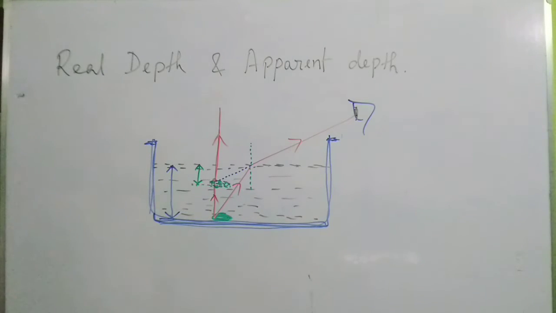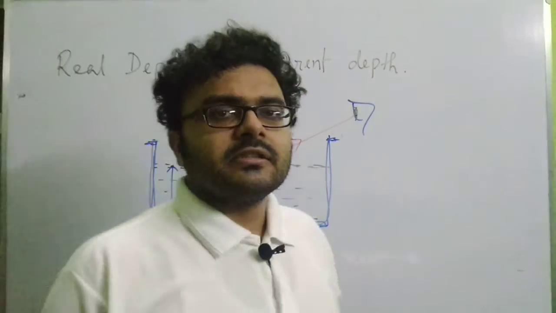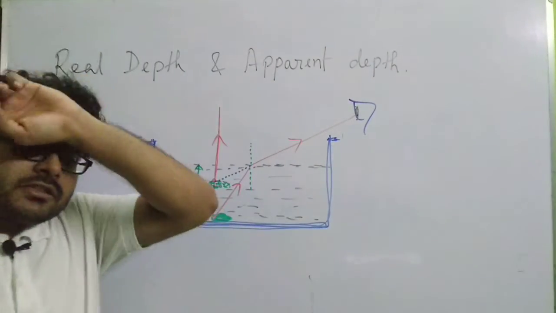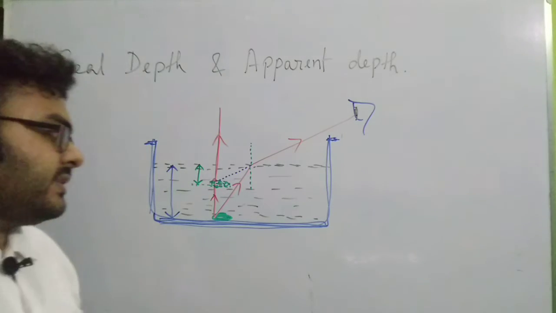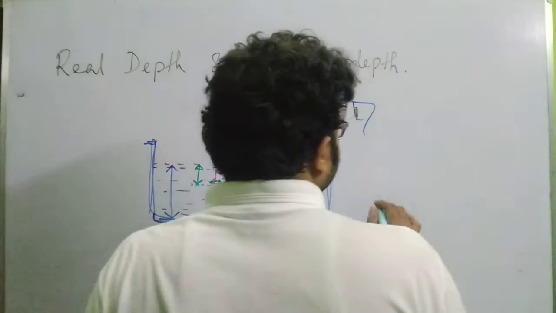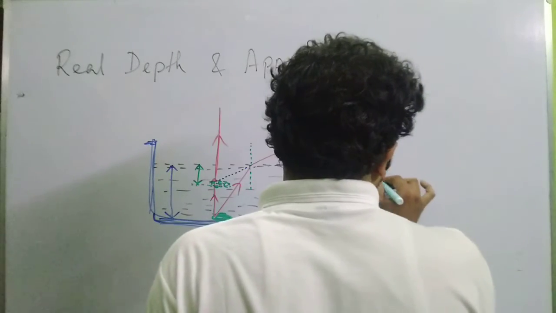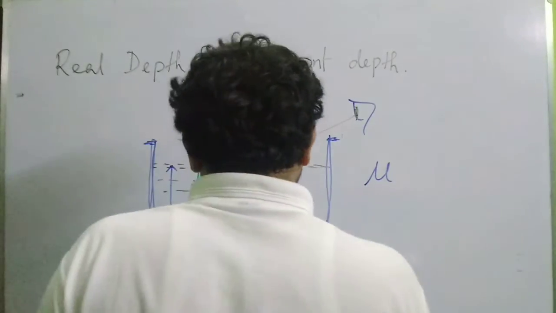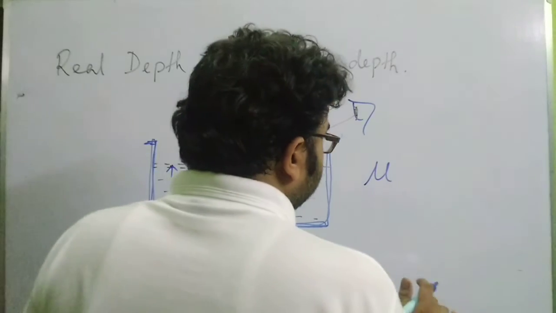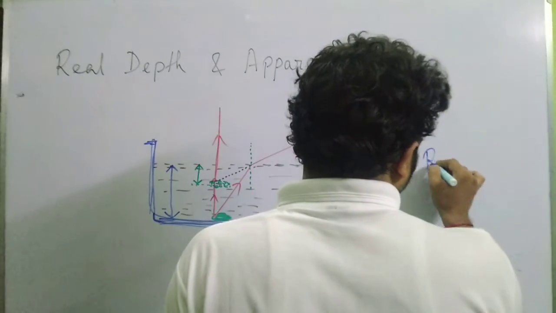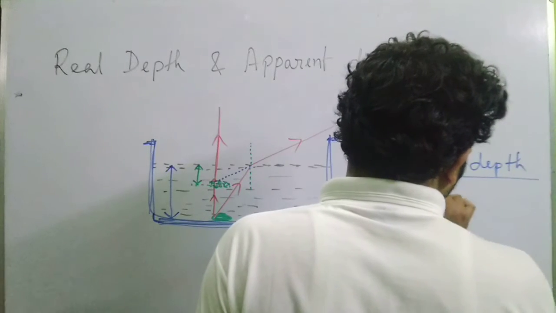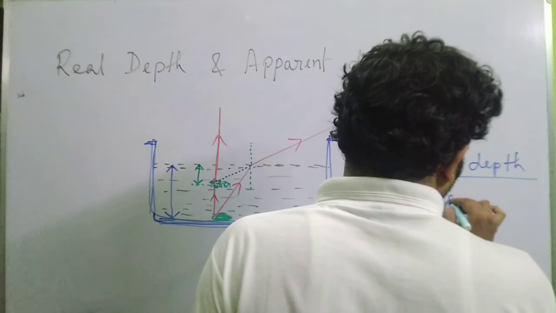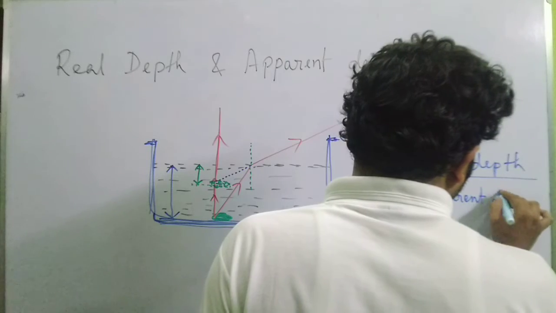We are not going into mathematical derivations, as this is not included in the syllabus. We are just noting down the formula that the real depth and apparent depth are related to each other as follows: if mu is the refractive index of the denser medium, water, then mu equals real depth by apparent depth. So this is our formula.